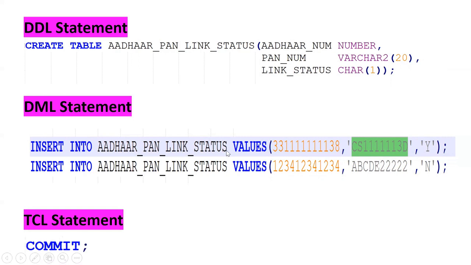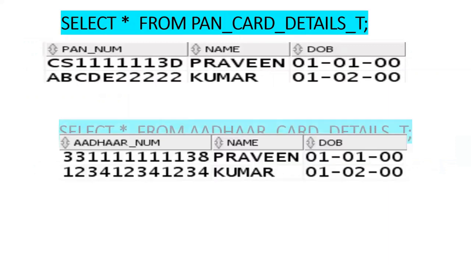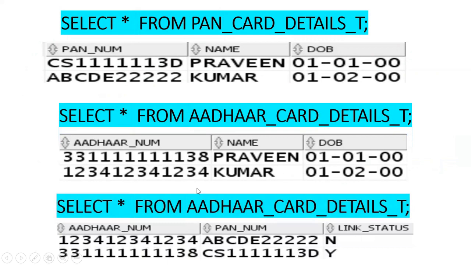So 3 tables: one PAN card table, one Aadhaar card table, and one more table where PAN and Aadhaar card are linked to each other. By this table, you can figure out whether those are linked to each other or not. Now for this purpose, we'll see the data. The PAN card details have 2 records, and the Aadhaar card has 2 records. This table is PAN card Aadhaar card links. This one is erroneous.